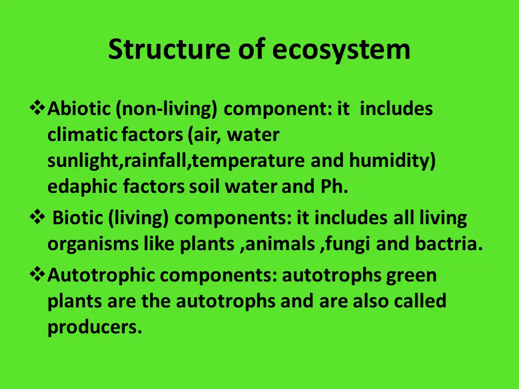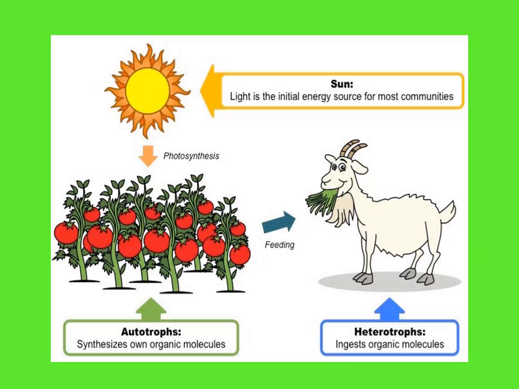Autotrophs, the green plants, prepare their own food. So they are called producers because they are producing basic food for all components present in the ecosystem. Light is the initial energy source of most communities. During photosynthesis, autotrophs trap light energy and prepare organic molecules like starch, which is stored in various forms, either in fruit, leaf, root or stem.